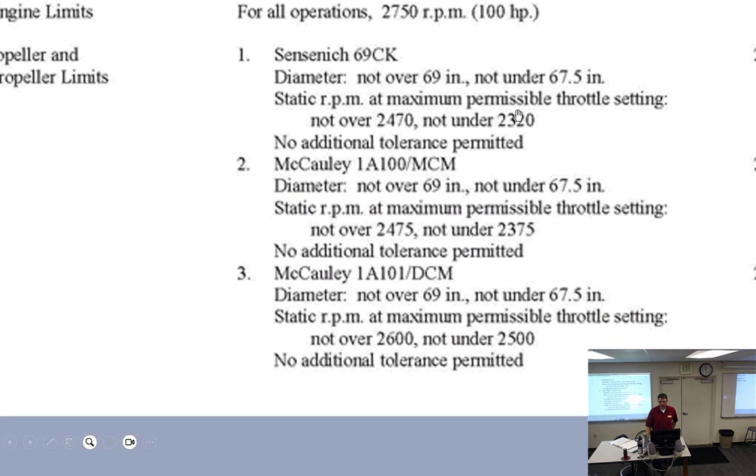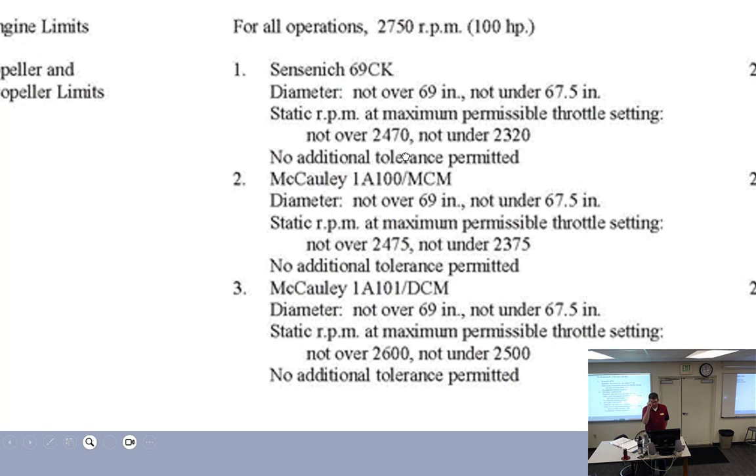Well, why this huge variation? 2320. Not everything's the same. You can have it pitched. See, they're not telling you what the pitch is. You can have any pitch you want, as long as it's within those 2 RPM ranges. What about if you were at different altitudes? That's what I was going to say.